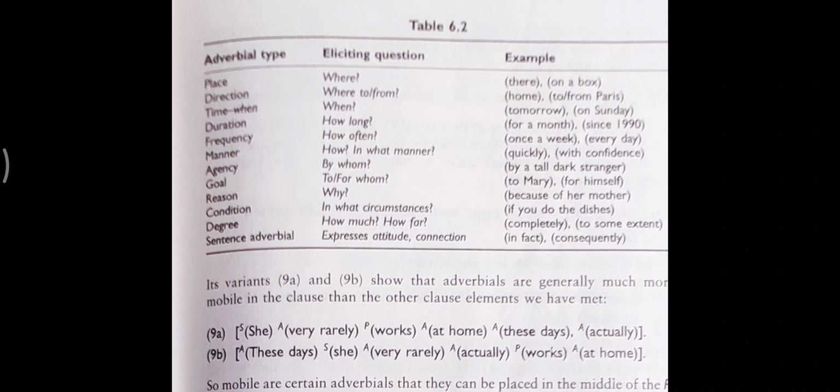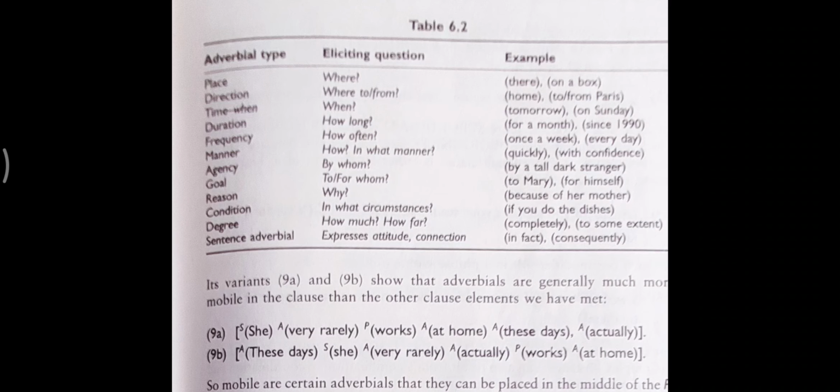Duration, the eliciting question is how long. So it will answer for a month, since 1990, since 1920, since last one year, like this. We can give the duration. Frequency, the eliciting question is how frequent or how often. Once in a week, twice in a week, thrice in a week, every day, like this. We can express the frequency. Manner, how, in what manner. Quickly, with confidence, or rarely.